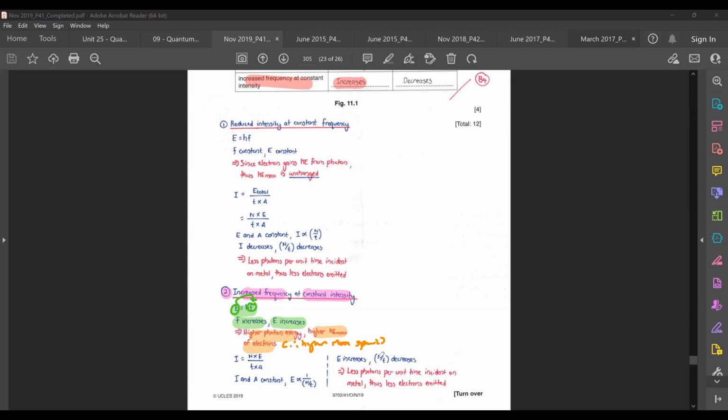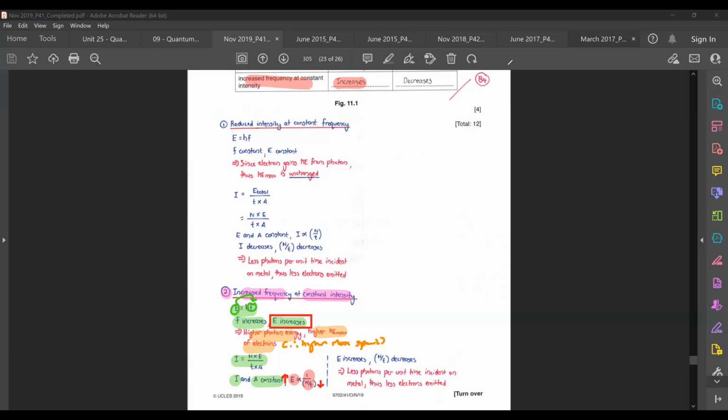But if you're talking about your intensity now, you again must refer to the equation for intensity, which is N times E divided by T times A. Different from the previous case, they specifically told you that your intensity is constant, and you also assume that your area is constant now. You can then say that your photon energy is inversely proportional to the number of photons per unit time. From the top part, you already know that your photon energy has increased. So if your photon energy has increased, your number of photons per unit time must therefore decrease.